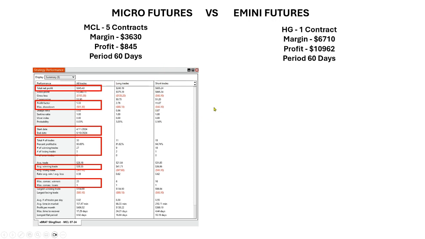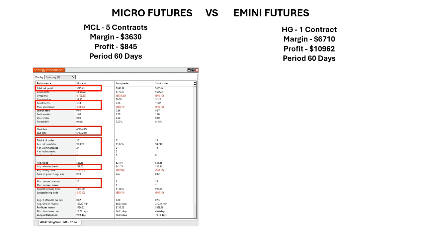Okay, so now we look at copper. Why do I choose copper? I've been trading copper for a long time, even professionally. Okay, the margin requirement is $6,710. So let's just say a $7,500 account would do that a little bit. So we've gone from a $5,000 account to a $7,500 account size, a 50% increase in account size.